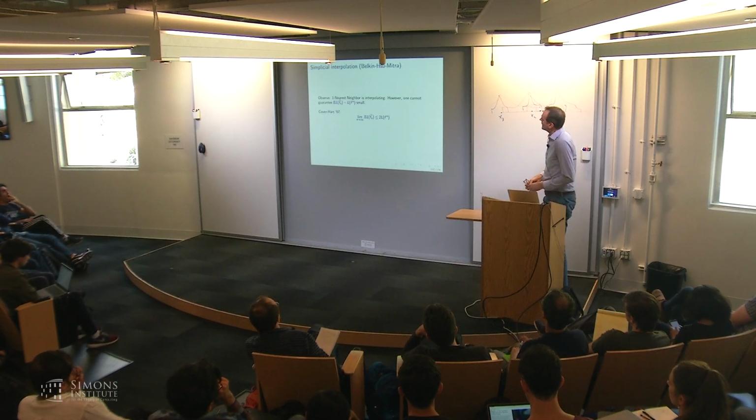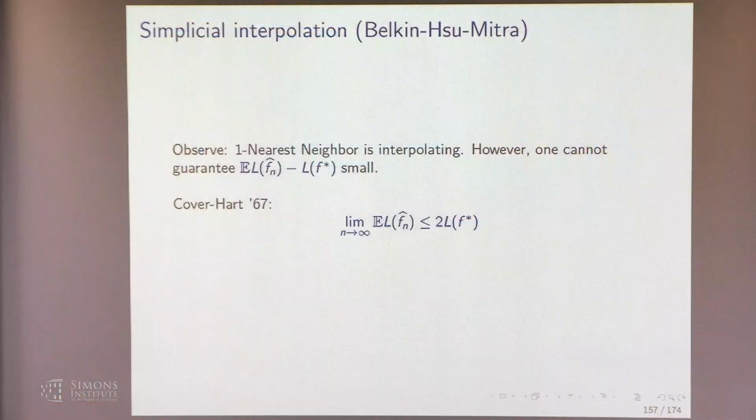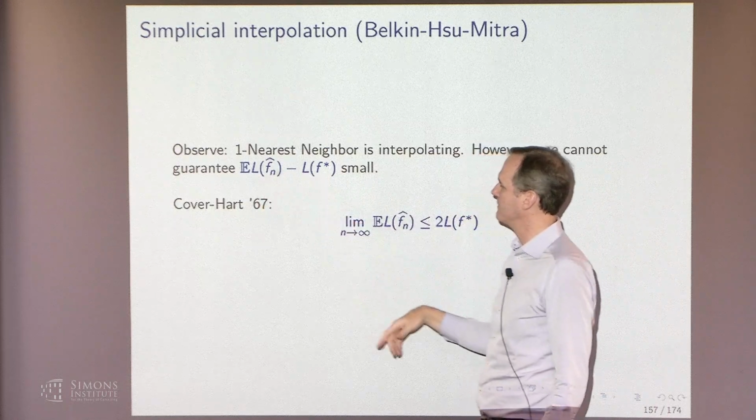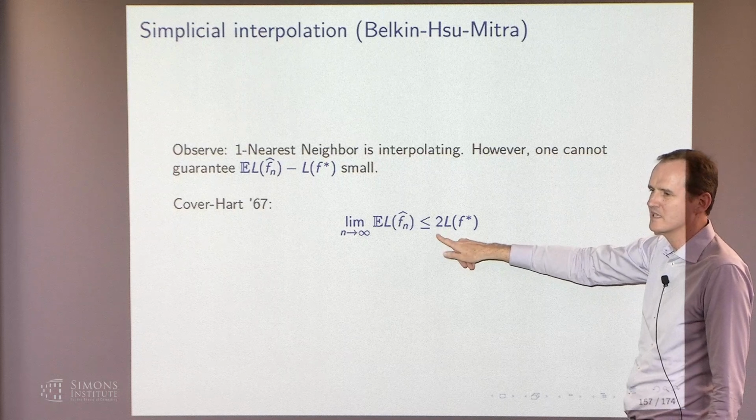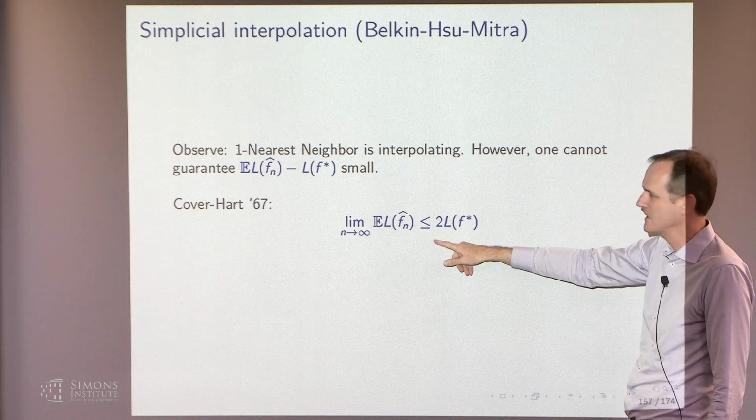So I want to look at 3 examples where we can say something about interpolation, something about performance in this sort of setting. So one nearest neighbor is an interpolating prediction rule. It just doesn't happen to have a small excess risk, right? I guess this 2 can be improved, but it's still a constant in any fixed dimension.